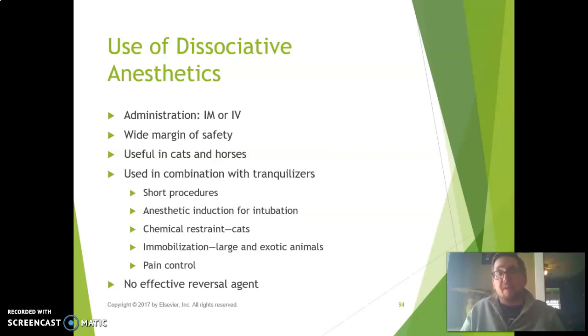The biggest thing with this drug, as far as an overdose goes, is there is no effective reversal agent. Once the drug is in the system, it's in the system. There's no taking it back.